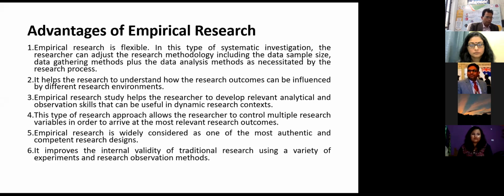This type of research approach allows the researcher to control multiple research variables in order to arrive at the most relevant research outcome. Empirical research is widely considered one of the most authentic and competent research designs, because in the beginning we say, I see, then only I believe. I go to the field and collect the data, whether qualitative or quantitative. I go and collect it all myself, so I know how it is coming.